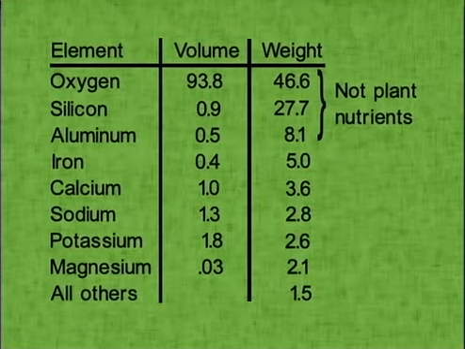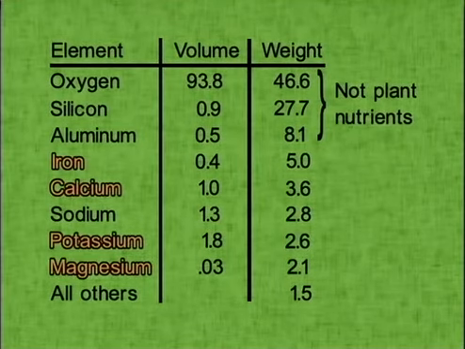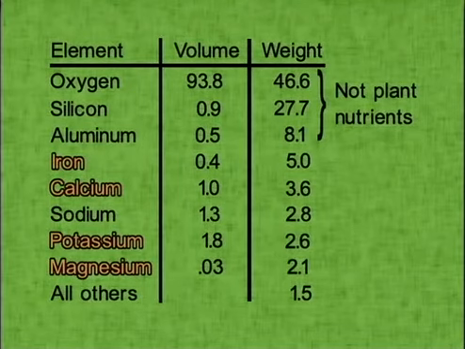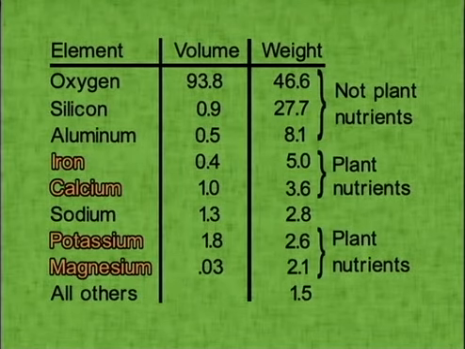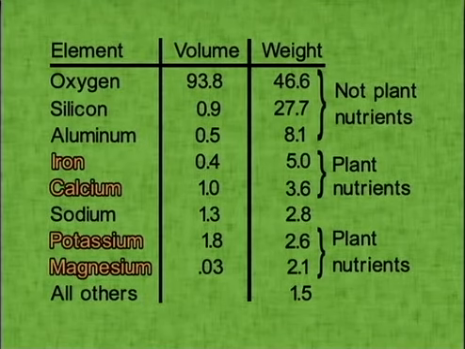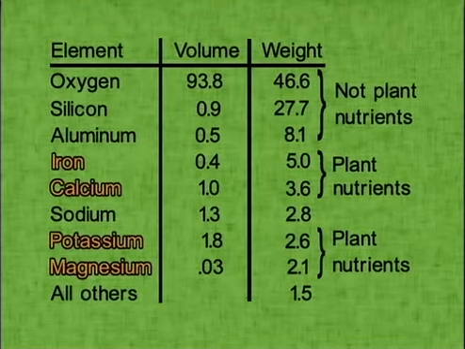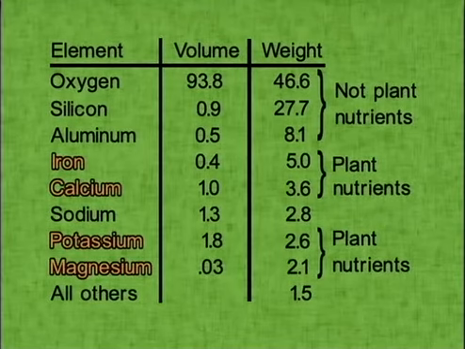So if we look at these top 8, iron, calcium, potassium, and magnesium, we have 4 of the top 8 which are essential plant nutrients. Granted, oxygen is an essential plant nutrient, but not the oxygen which comprises the mineral matter in the soil. The oxygen utilized by plants for growth and development is taken in as a part of the carbon dioxide molecule in the process of photosynthesis. So we're talking about 2 different chemical forms of oxygen.